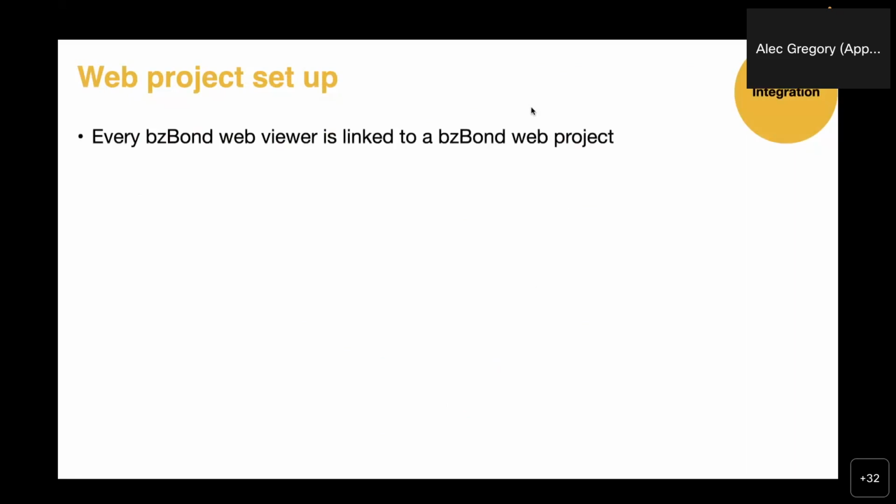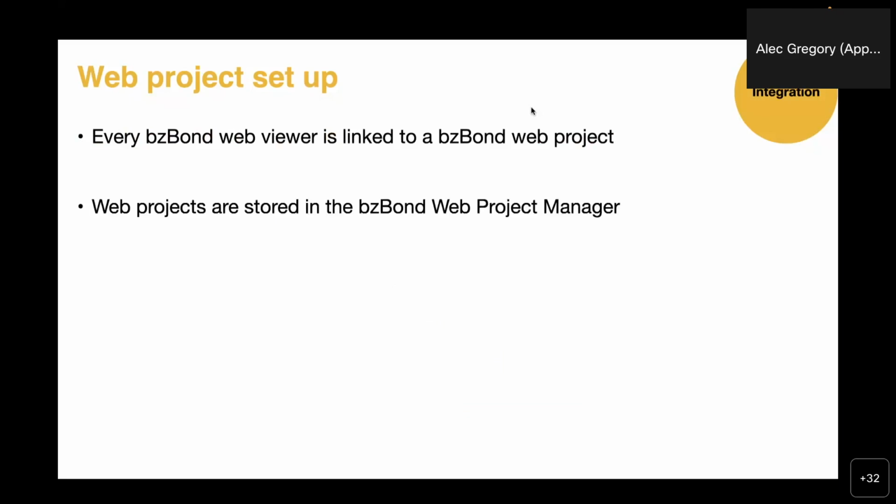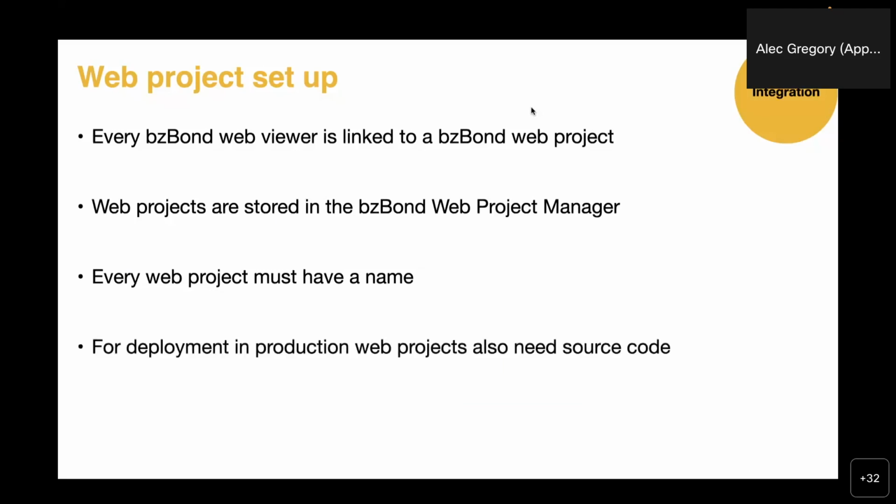Every web viewer that bzBond is linked to is linked to a bzBond web project. So that's a non-negotiable part of the library. If you have a web viewer, it has to look back at a web project in the web project manager. That's where they're stored. And every web project must have a name. The name, like the author names we were discussing before, has to be unique. The system will not allow, or the validation is set up not to allow, duplicate names.